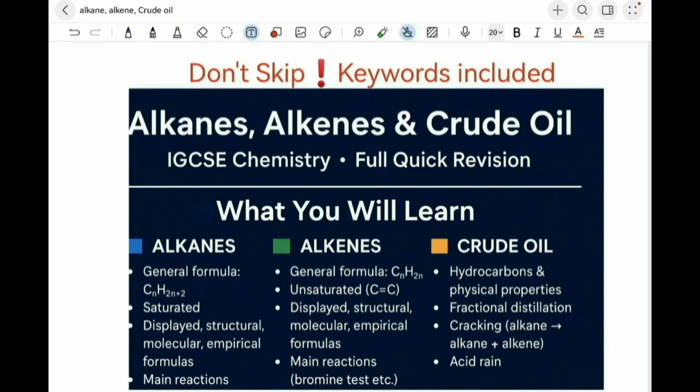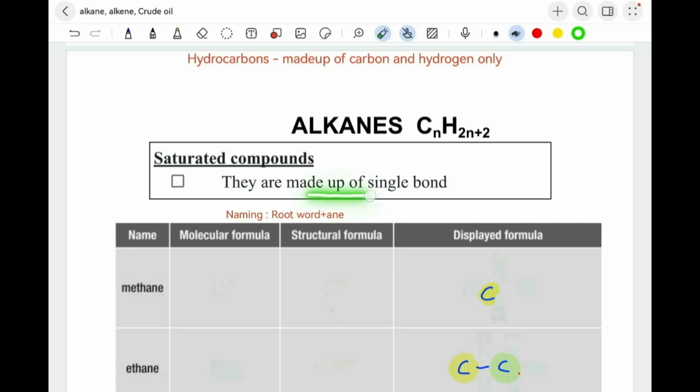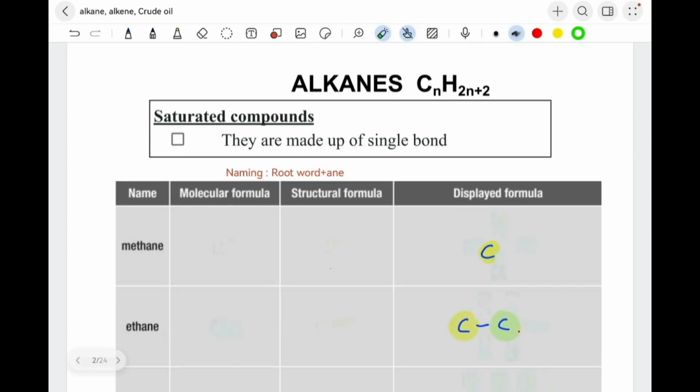Let's begin with alkanes. Alkanes are made up of single bonds and hence we call them saturated compounds. They have the general formula CnH2n+2. When a compound is made up of carbon and hydrogen atoms, we call them hydrocarbons. When we are naming the compound, the name should start with the root word followed by -ane for an alkane. When we have one carbon atom, the root word is meth and the suffix is ane.